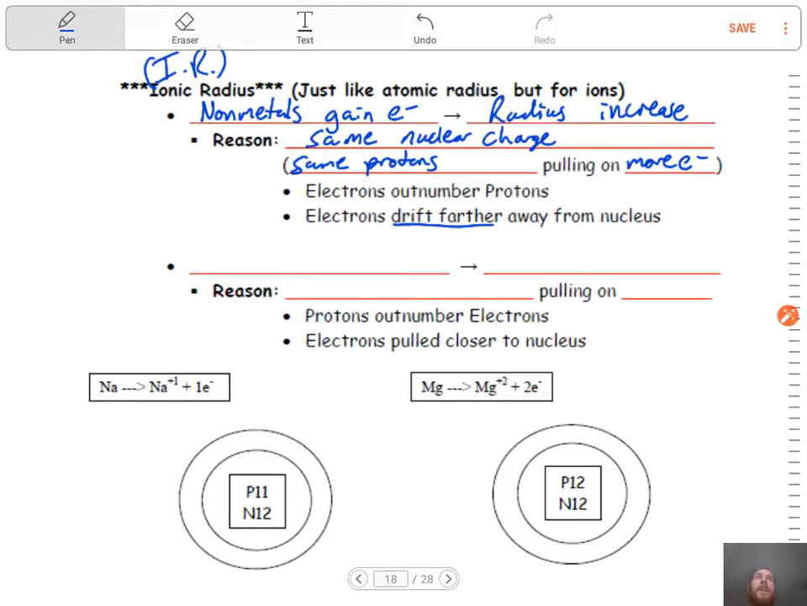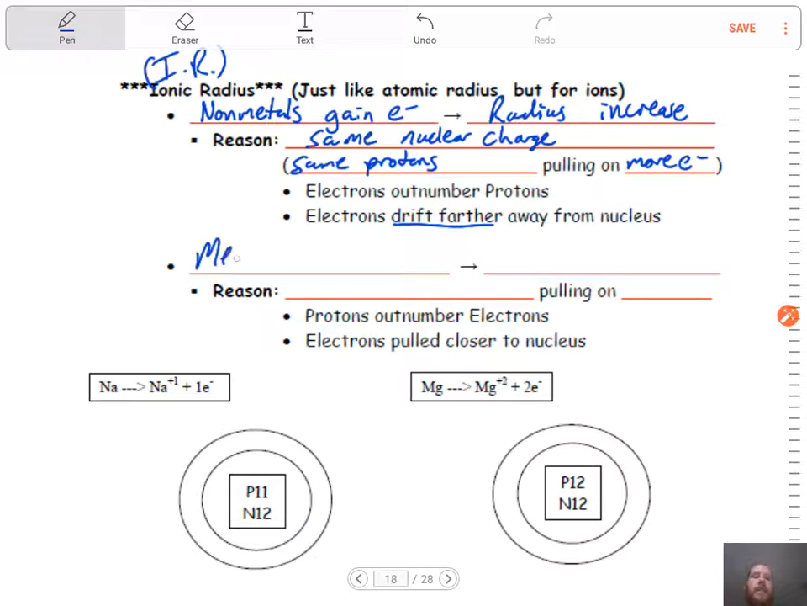It's like if you have a parent that has 3 kids and is trying to control those 3 kids, and then you add another kid or a friend into the mix. Well, then there's more, so they're losing that battle. Same idea here. Nonmetals gain electrons, and their radius is going to increase.